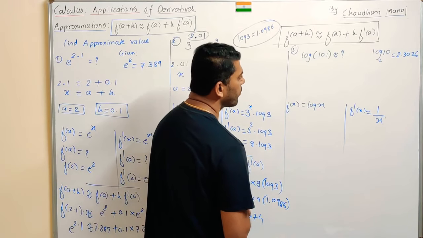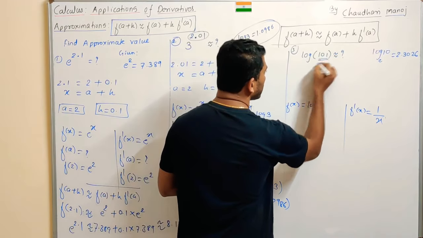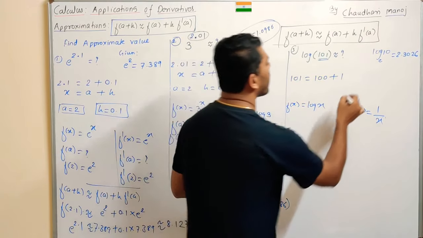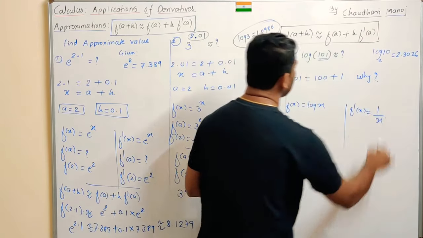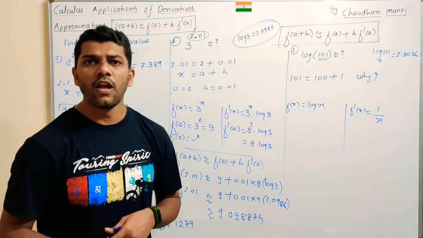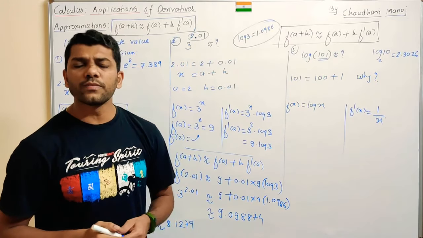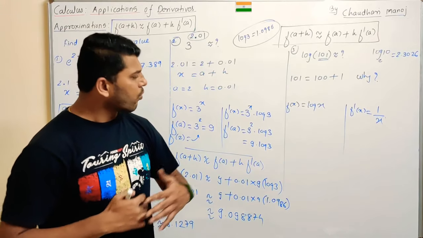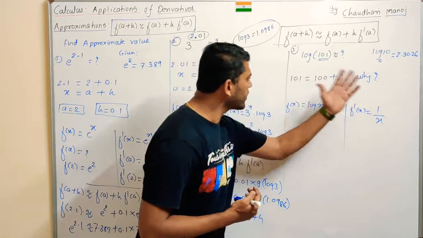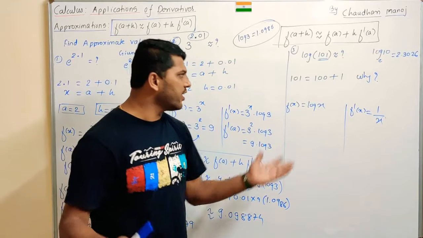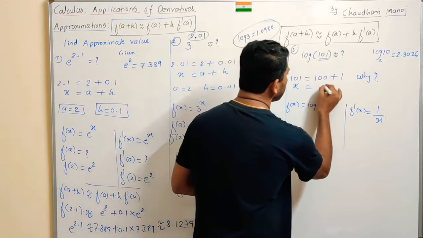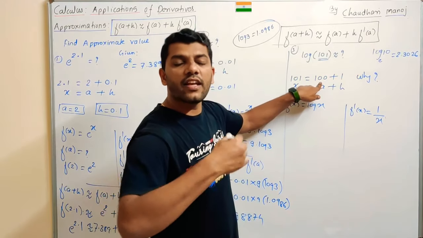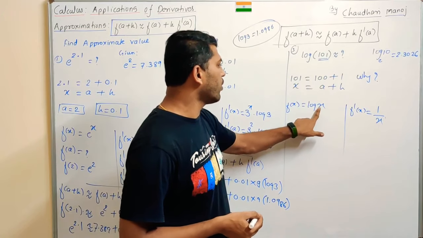Then the next job is the split up of this value. Let's split this 101 as 100 plus 1 and ask yourself why. Why are we splitting 101 as 100 plus 1? Why not 99 plus 2? Why not 10 plus something, or something else? The reason is quite simple. This is x, this is a, this is h. So what is a? A is 100, and we can easily define the function for 100.